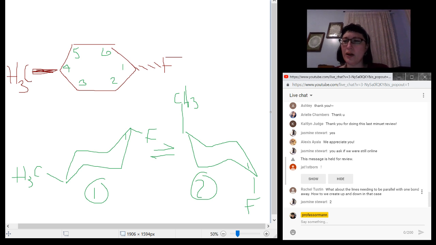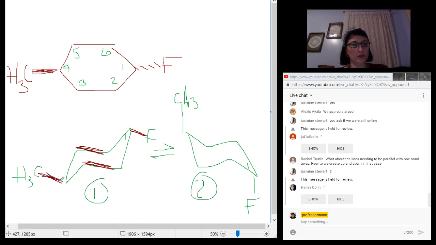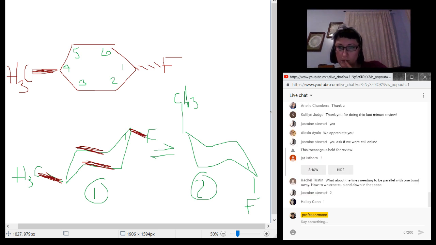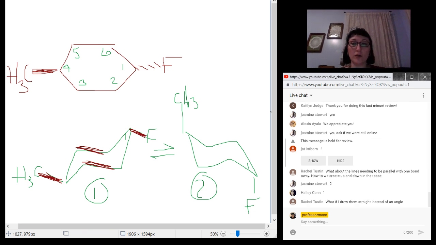The lines needing to be parallel with one bond away. Well, maybe I don't understand what you're saying, Rachel, but my bonds are parallel, those are all parallel to each other. And so you're still looking up, down. So if you were saying number 1 is the most stable because it has fewer 1,3 diaxial interactions, you were correct.